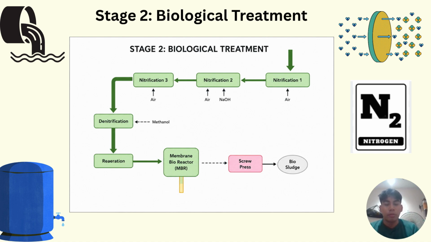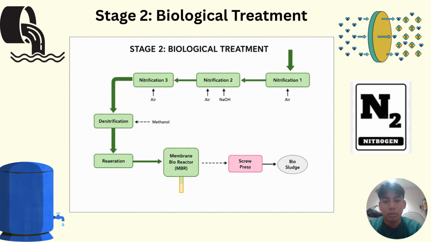Next, we will proceed to the second stage of the wastewater treatment. The second stage for the Ajinomoto plant is called the biological treatment. After receiving the influent, the wastewater will undergo nitrification in three tanks. Nitrification is basically changing harmful ammonia, first into nitrite, and then further into nitrate. This is to remove the toxicity of ammonia in the wastewater.